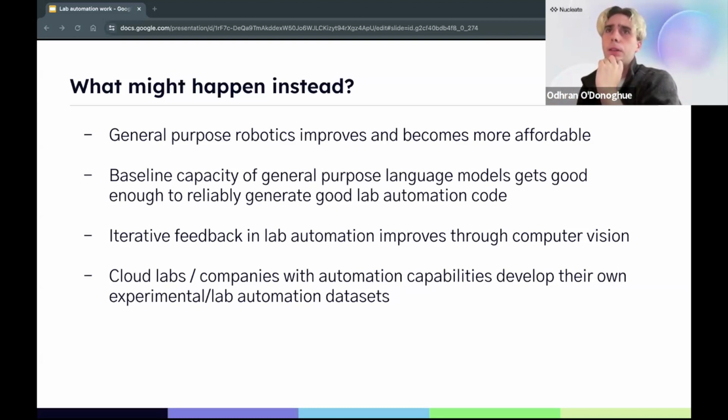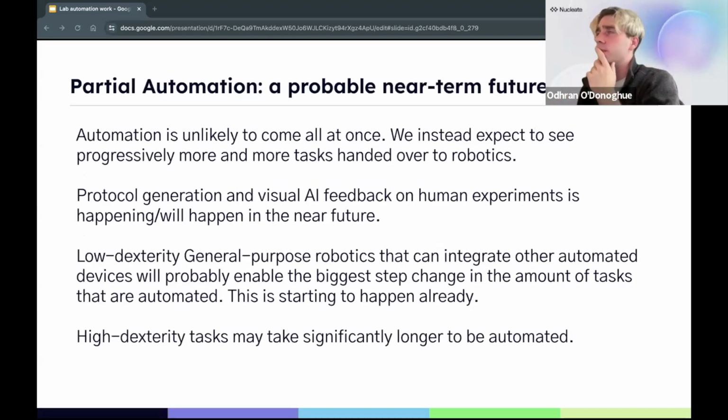So let's talk about the near-term future. Partial automation. Automation is unlikely to come all at once. Different things are automatable to different degrees. We will probably see, well, actually, right now, we already see protocol generation. We do have the technology in theory for visual AI feedback on experiments. This idea of automation is a very weak one, but it is one which is possible right now. We can have AI help us design experiments and help us give feedback on it. We're still a massive human in the loop, but that's kind of there.